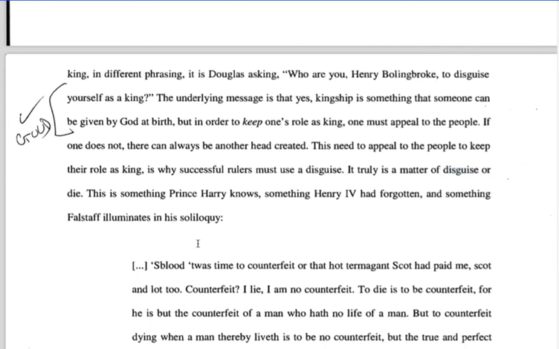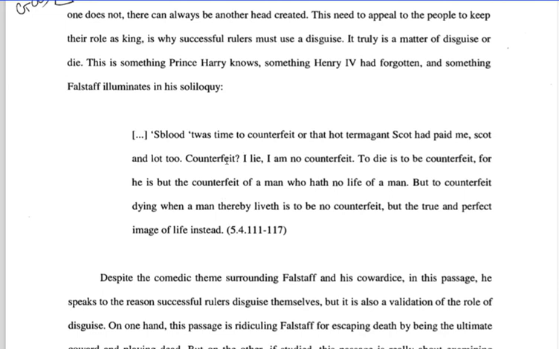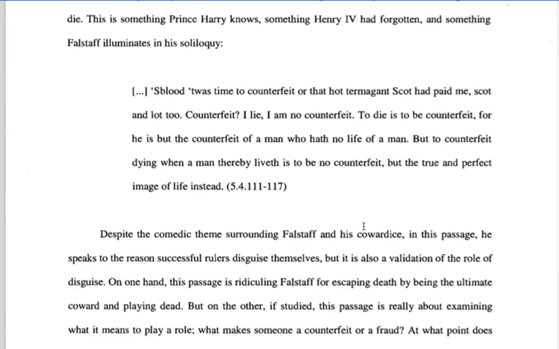And they put this quote right next to the Falstaff quote over here. "Counterfeit? I lie, I'm no counterfeit. To die is to be counterfeit, for he is but the counterfeit of a man who hath no life of a man. But to counterfeit dying when a man thereby liveth is to be no counterfeit, but to be the true and perfect image of life instead." Again, a judicious use of this quote next to the Hydra quote.